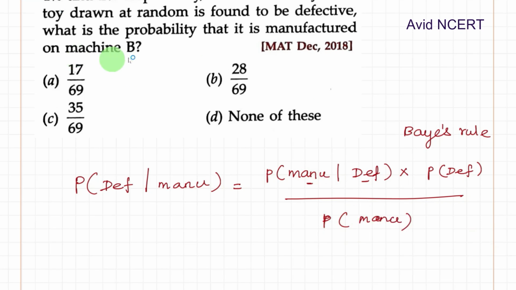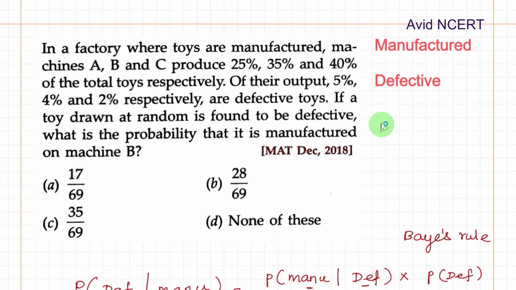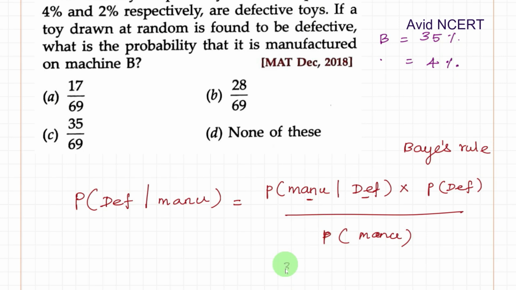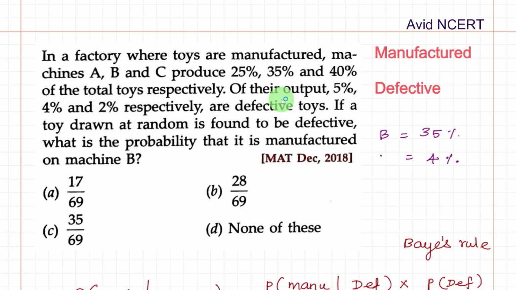The question asks only for the toys manufactured by machine B, so we can just go for that numerator. For B, the company manufactured 35% and the defective rate is 4%. So it is 35% times 4%, divided by the entire thing, all toys defective from all the machines. So that is 25 times 5, 35 times 4 and 40 times 2.